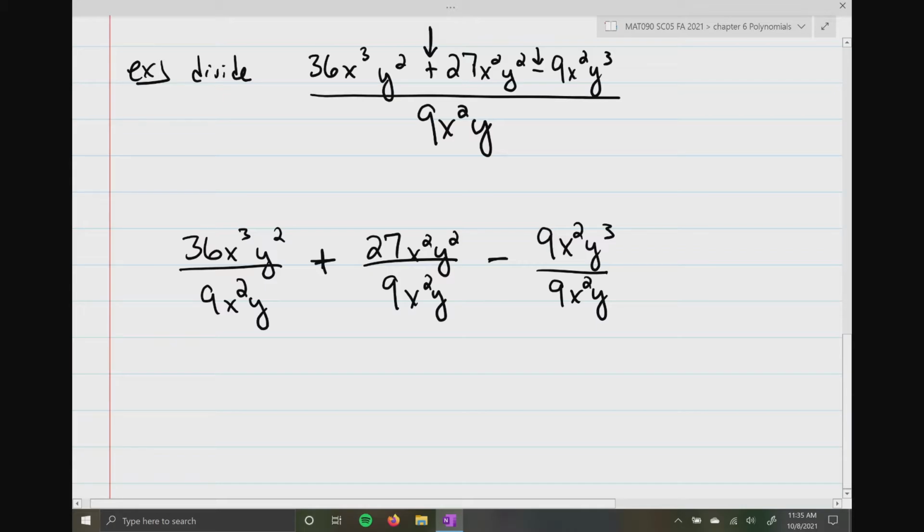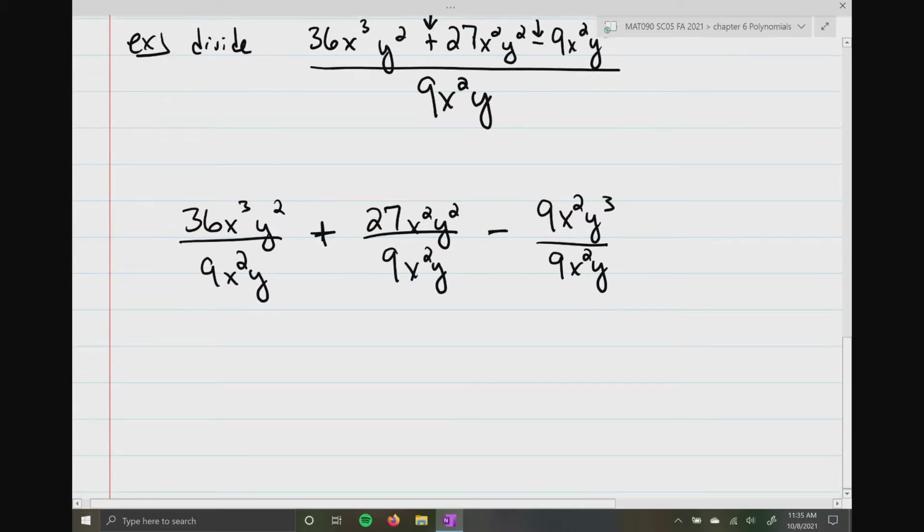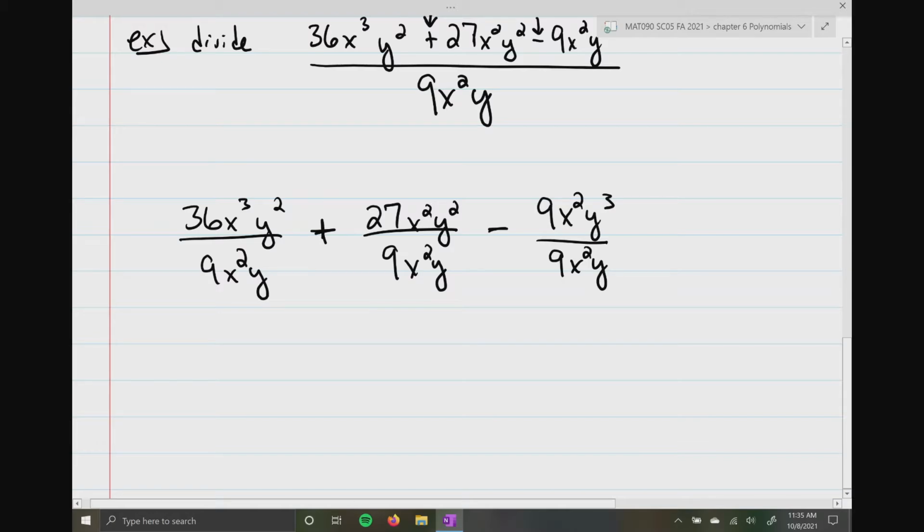Why don't you help me out with this one, Dylan? So you and I, we're just going to work on the first term. 36 divided by 9. Do you know what that is? Agreed. X to the third divided by x to the second. What is that? X. And y to the second divided by y. Say it again. I didn't hear you. Y. Perfect. Thank you. Now you got a plus sign, so let's drop it down.